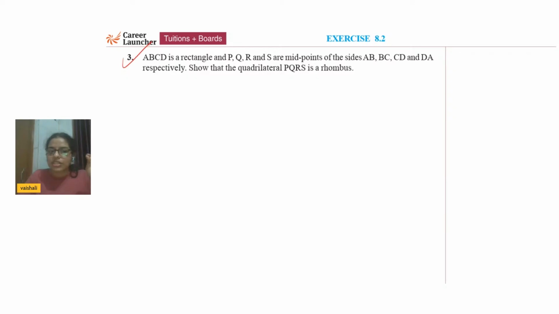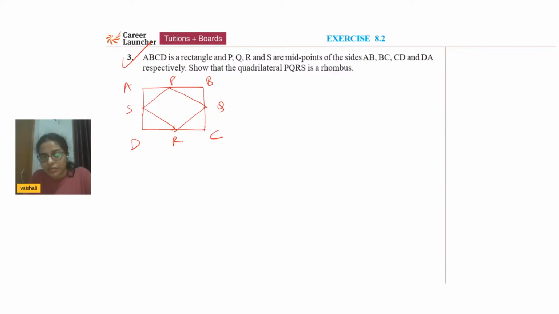Now the third question is ABCD is a rectangle and PQRS are the midpoints. Okay, so let's just draw this once again. So ABCD is a rectangle and PQRS are the midpoints. So let's join these points and see हमें क्या मिल रहा है. So this is the quadrilateral that we are getting. We need to show that this is a rhombus. So PQRS is a rhombus.